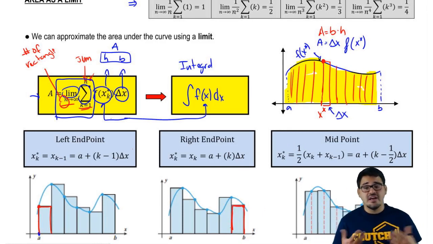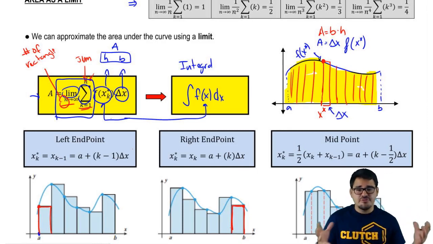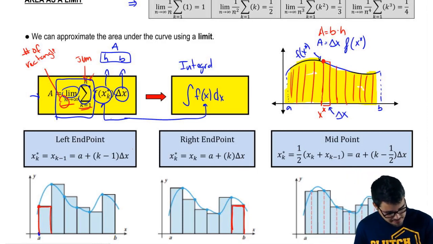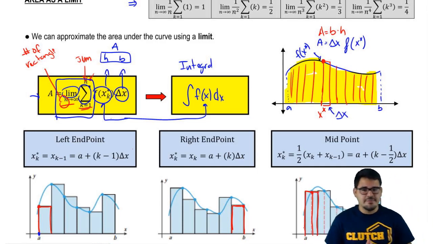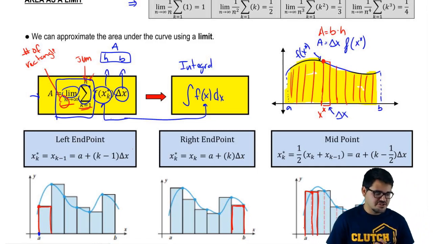They are called a left endpoint approximation or a right endpoint approximation. And then the average between the two is going to be your midpoint, where you just go in between your rectangle. You go up, and then you go both left and right, and then you go down on both sides. So those are the three different types of approximations that we can have.